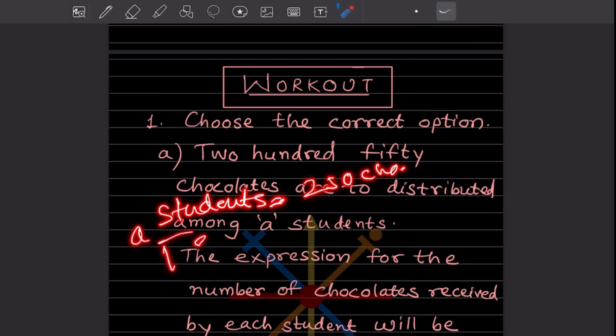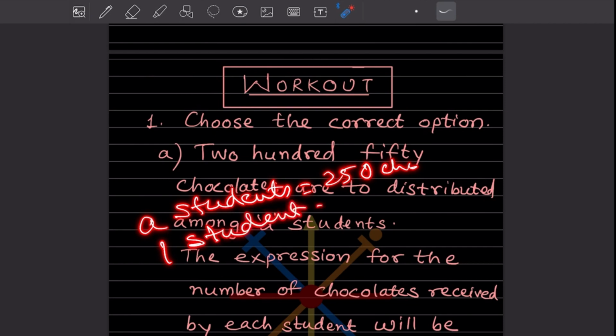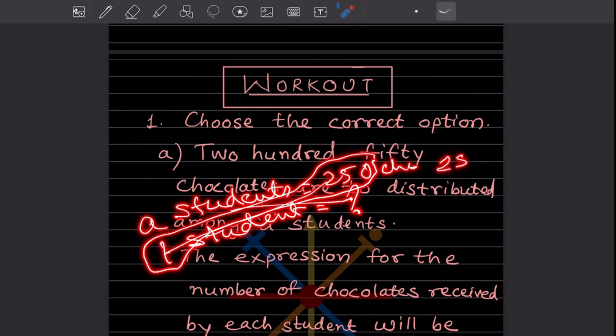Now look here. For one student, we write below, this student and this student come together. As I told you before, here I'll write it again: A students, 250 chocolates, and one student is, we don't know, how much. So we are going to cross multiply. Whenever you cross multiply, you look at the two numbers which are together and write them in the numerator. So 250 into 1 is going to be 250, and this A is alone, so you write it in the denominator.